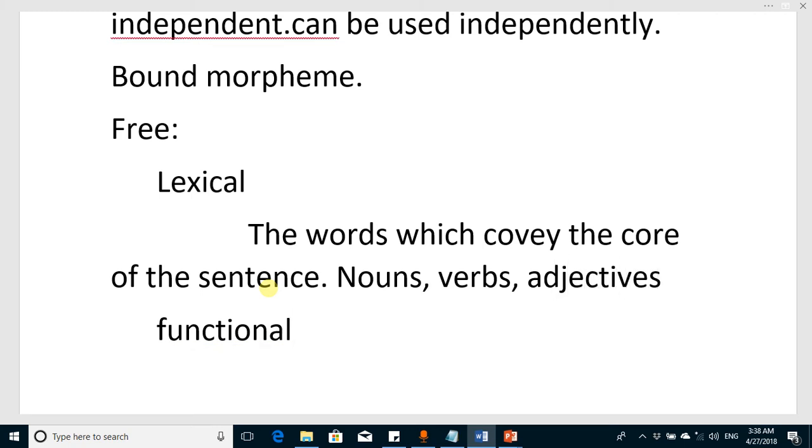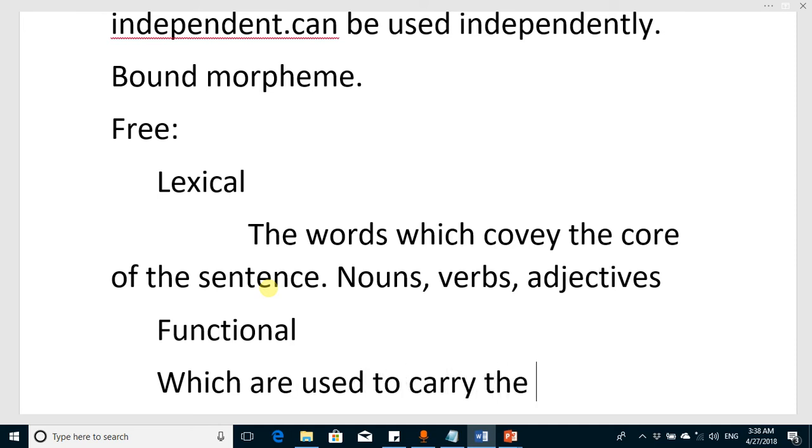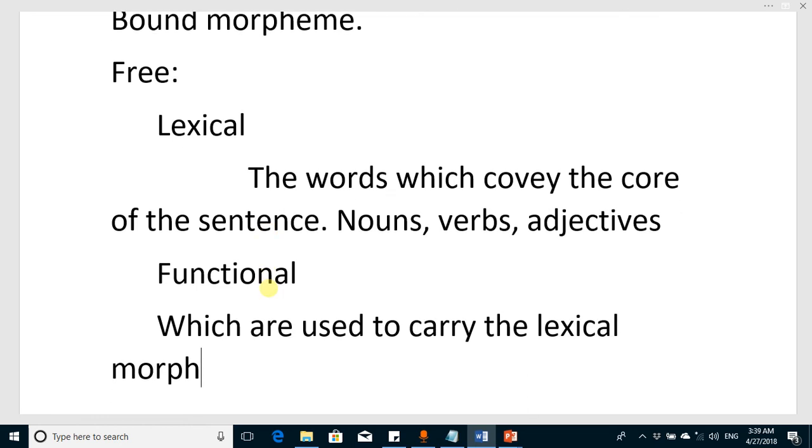And the functional morphemes are those morphemes which are used to carry the lexical morphemes. They do not convey the actual meaning of the sentence. They are just used to carry those lexical morphemes, like articles, or you can say and, or. So these types of words are called functional morphemes.